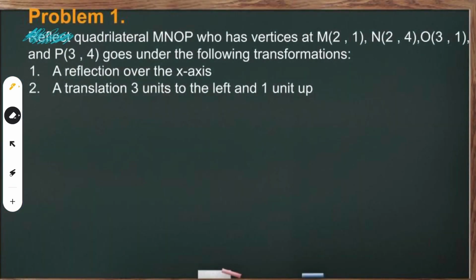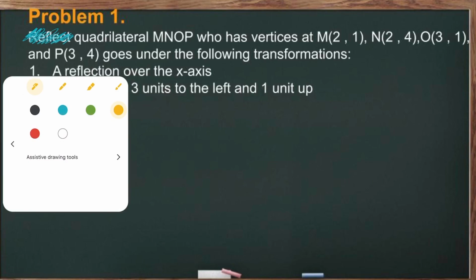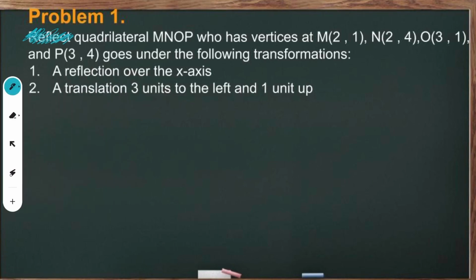Problem number 1: quadrilateral MNOP has vertices at M(-2, 1), N(-2, 4), O(3, 1), and P(3, 4) and goes under the following transformation. First, a reflection over the x-axis followed by a translation 3 units to the left and 1 unit up. So first things first, I want to identify my vertices on my pre-image. So M is at (-2, 1), N is at (-2, 4), O is at (3, 1), and P is at (3, 4).